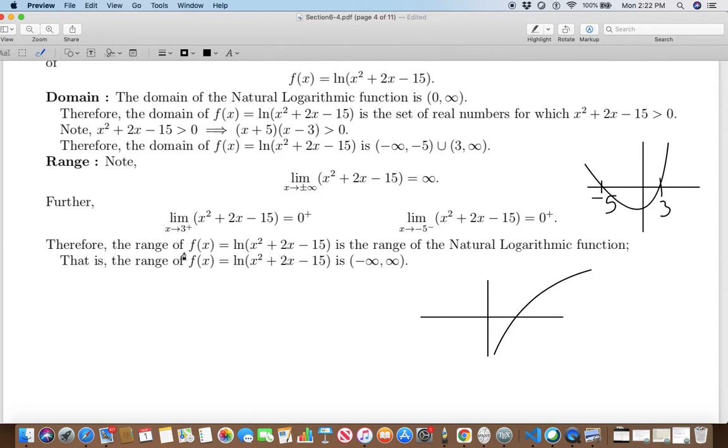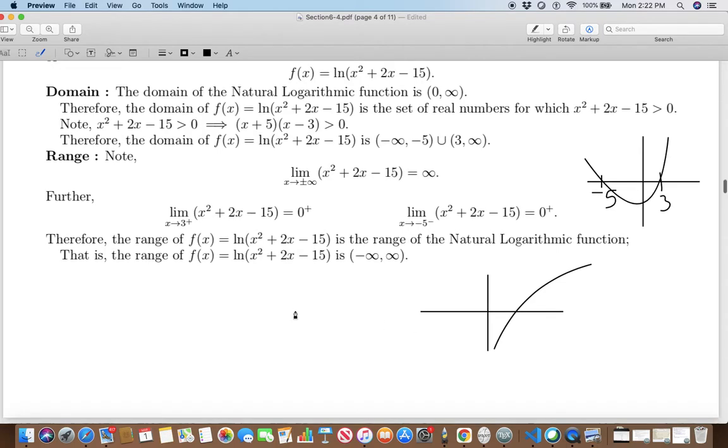The polynomial is the argument of my function f. As this approaches 0 from the right, my natural log goes to negative infinity. That happens at 3 going from the right and at negative 5 going from the left. Either way, the argument of the natural log is going to 0 from the right, so the natural log value itself is going to negative infinity.